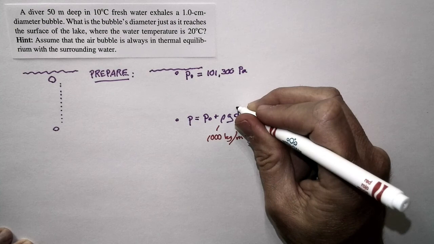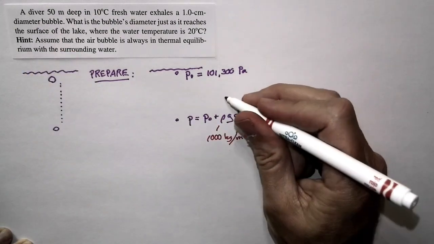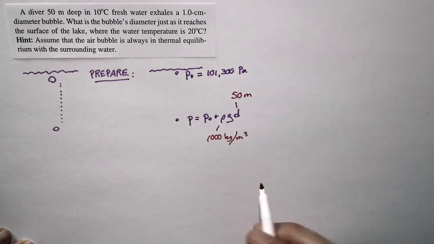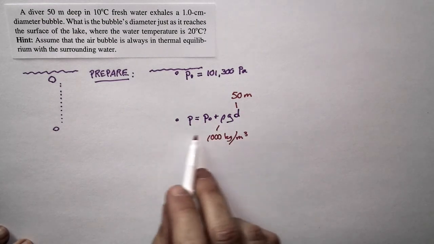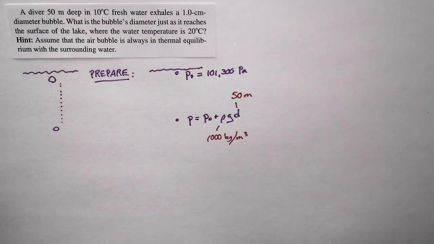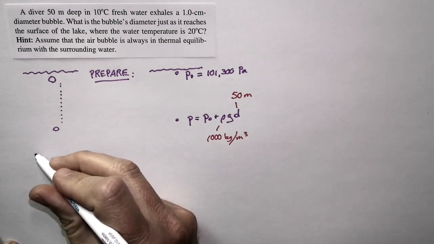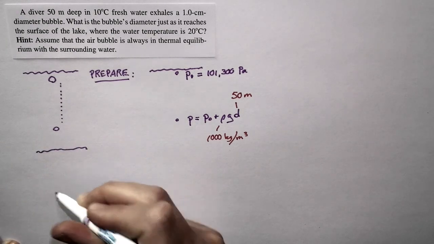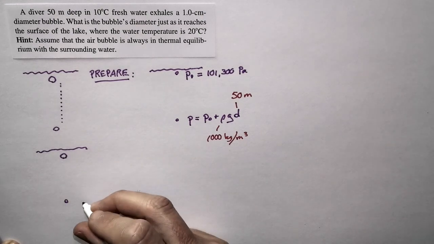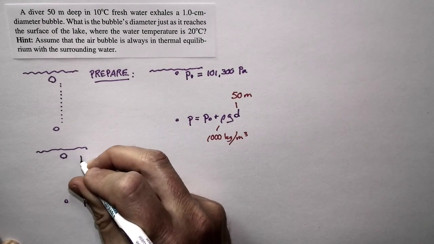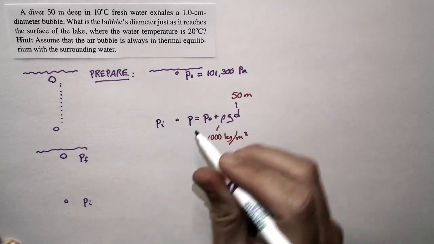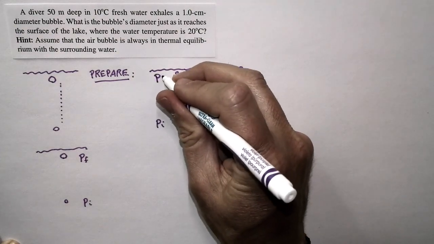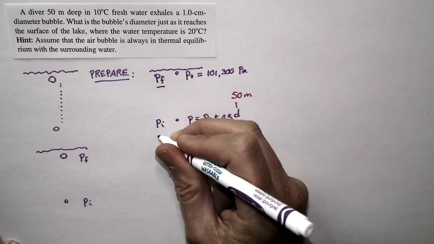D is the depth in the fluid column, and we know what that is. This is 50 meters because the bubble starts out 50 meters below the surface. So we have everything we need to calculate the pressure at depth. Now we're going to think about this as a gas law problem. As the bubble goes from being down here to being up here, its pressure changes. It goes from PI to PF. This right here is PI, my initial pressure. This pressure is my final pressure. That's my PI and my PF.